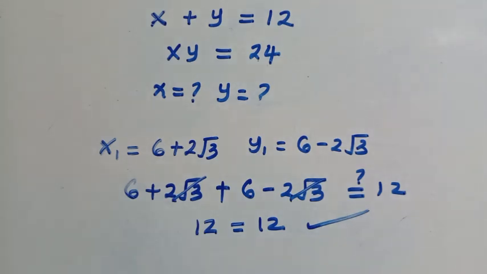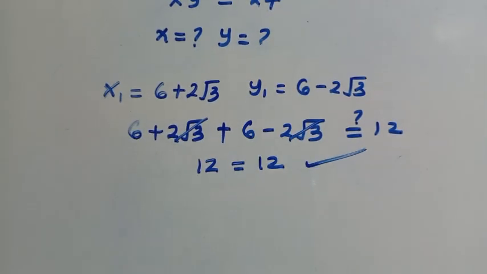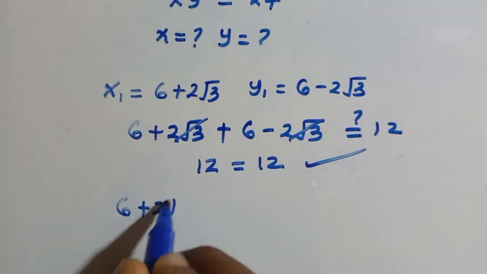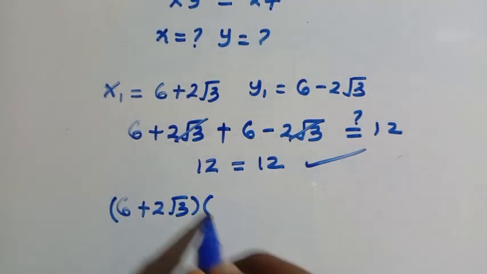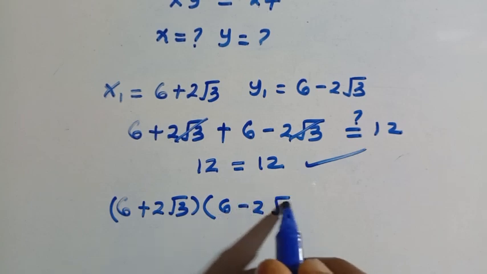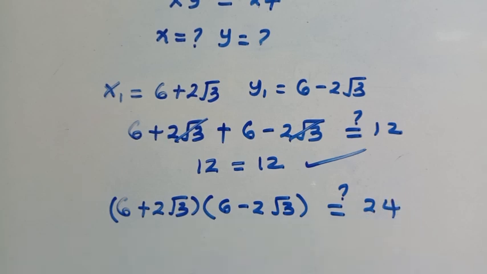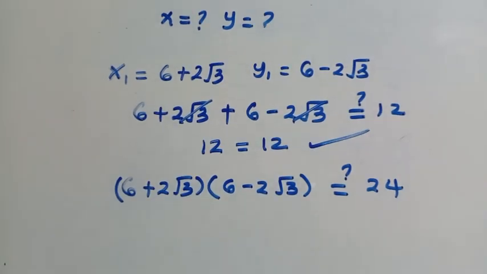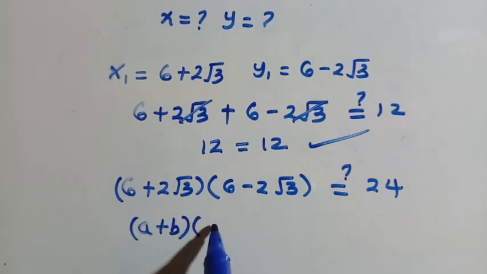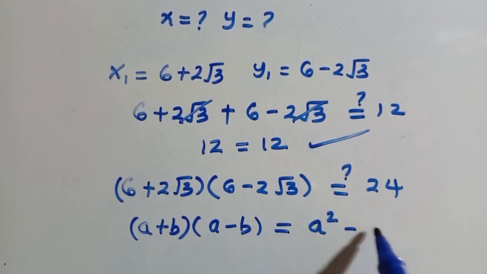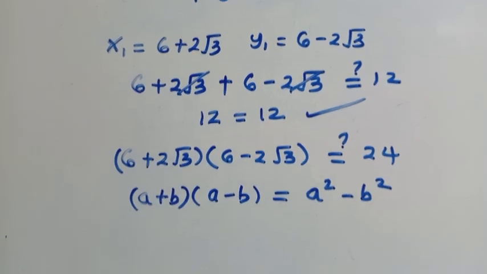And also for the product, we have xy, which is 24, and we want to verify by replacing it. We have 6 plus 2 root 3 multiplied by 6 minus 2 root 3. I want to check if this equals 24. So this is just like when we have a plus b multiplied by a minus b. This equals a squared minus b squared, which is the difference of two squares. And we have to replace it.